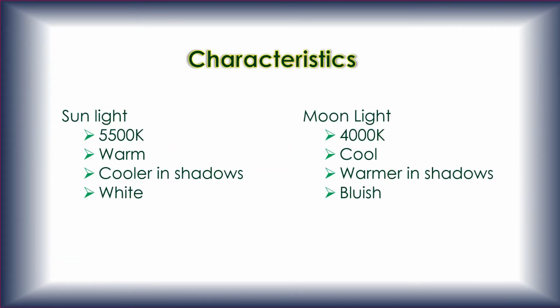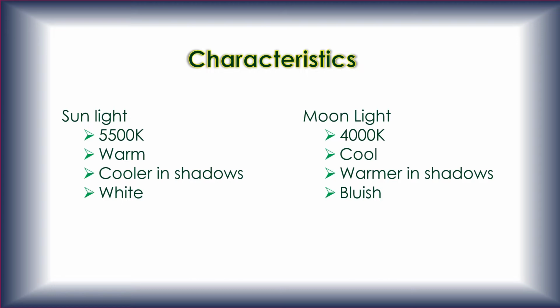All right, so let's look at some characteristics of the sun and the moon, since they, according to modern science, are so connected together. Sunlight is 5,500 Kelvin. Kelvin is the increments of measurement used to measure the color of light. Sunlight is warm, sunlight is cooler in shadows, and sunlight is white.